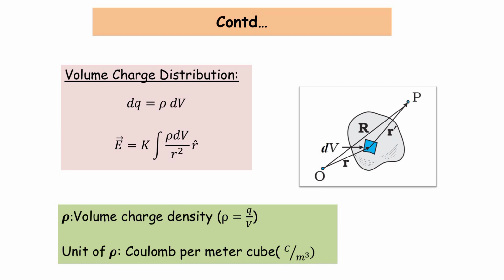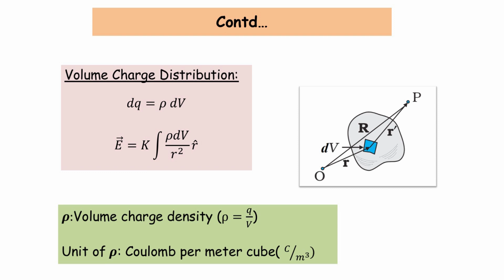And the next one is volume charge distribution. Similarly, when we take a small volume dV, the small charge dq is equal to rho into dV. So, total electric field is equal to k integration of rho dV upon r square into r cap, where rho is volume charge density and rho is equal to q upon V, that is charge per unit volume. What is its unit? Coulomb per meter cube. So, charge per unit volume.